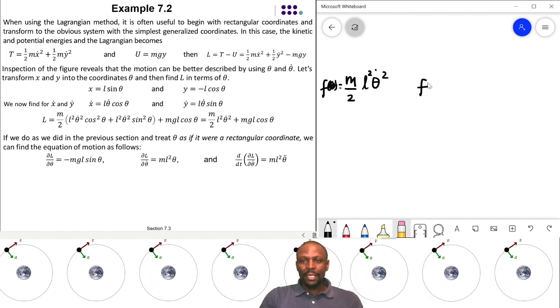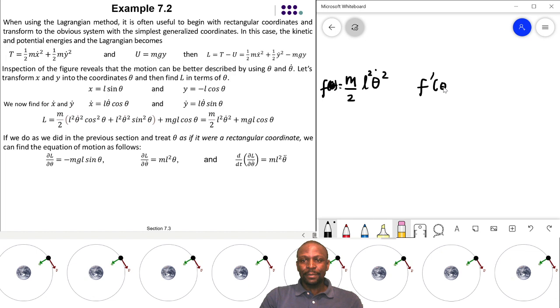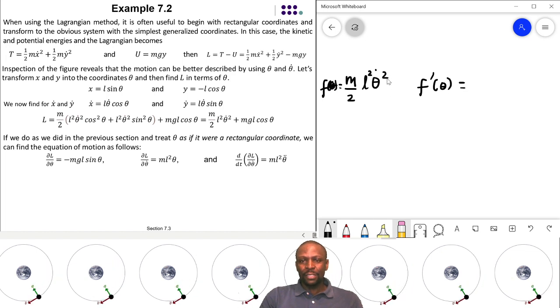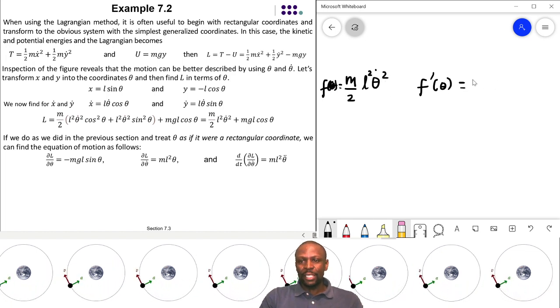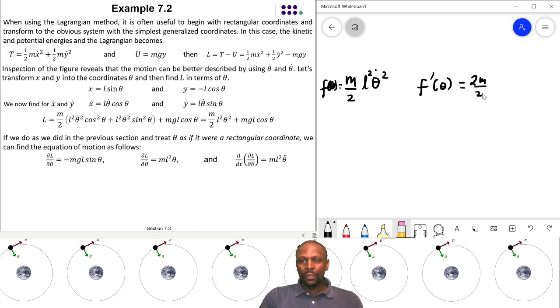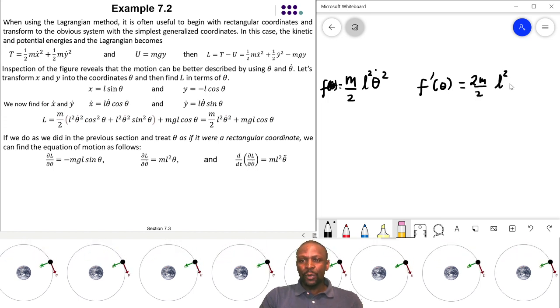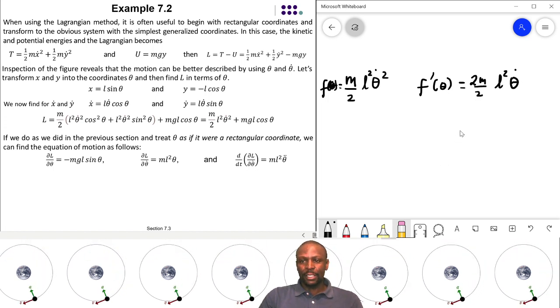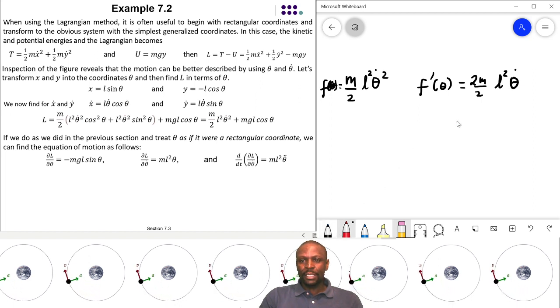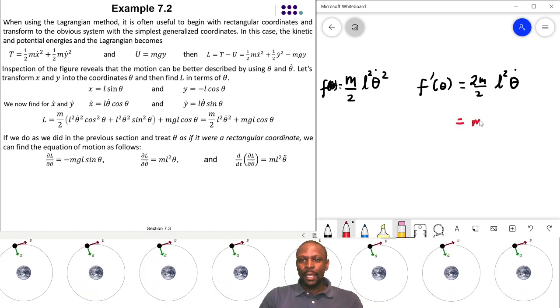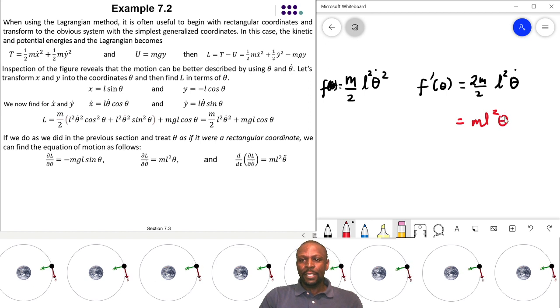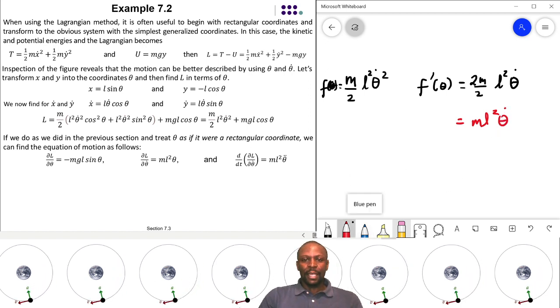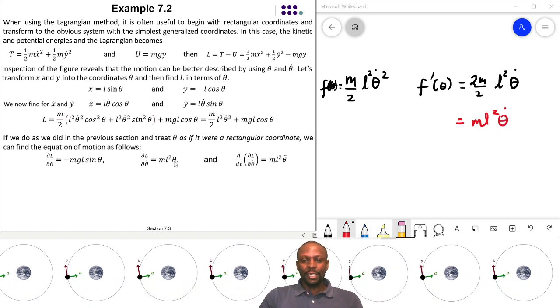Now, if you have to get the theta prime, you are just going to differentiate that, and then you are just going to have 2 M over 2, and then that will be L squared theta dot. This is what I'm trying to say. Now, this is nothing else but M L squared theta dot. So, as you can see, I've forgotten to write the theta dot in that equation there.